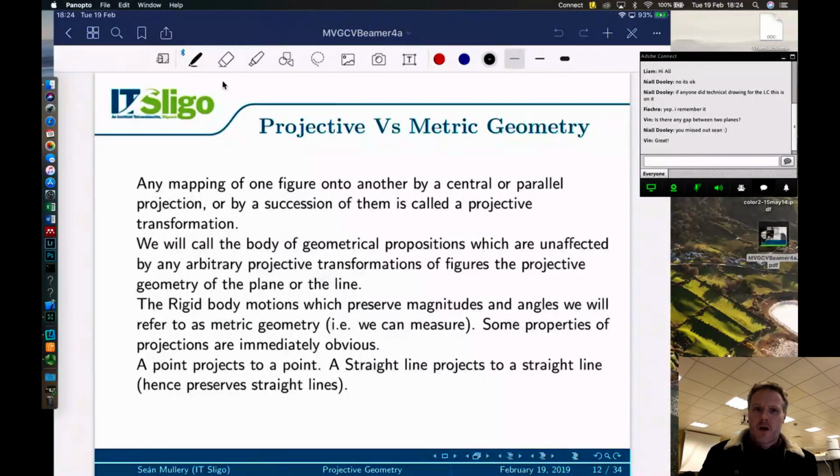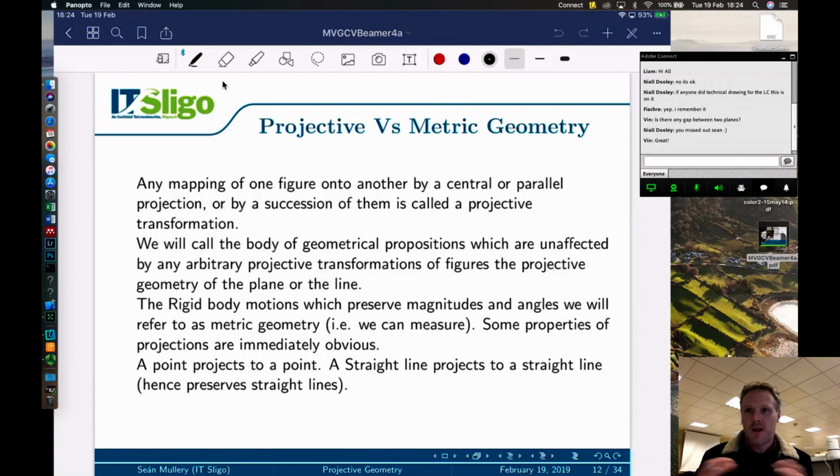So any mapping of one figure onto another by a central or a parallel projection, or by a succession of them, is called a projective transformation. Okay, so we could have several planes all projecting onto each other. We'll call the body of geometrical propositions which are unaffected by an arbitrary projective transformation of figures the projective geometry of the plane or the line.